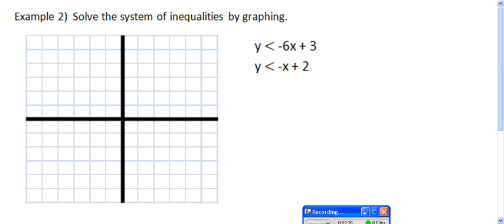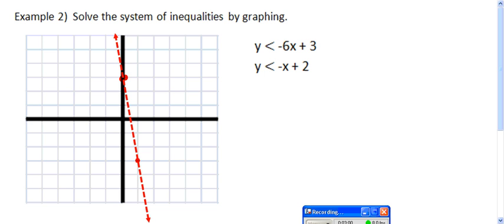Example 2, both of these are in slope-intercept form, so we're able to use the slope-intercept form of graphing. I'm going to go ahead and graph this first one. Y is less than negative 6x plus 3. Intercept is 3. The slope is negative 6. Here's your other point. I went down 6 over 1, negative 6 over 1. Go ahead and construct that line. This line is going to be dotted, as it is less than.